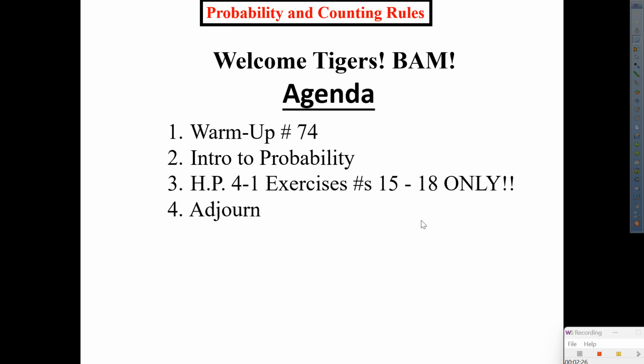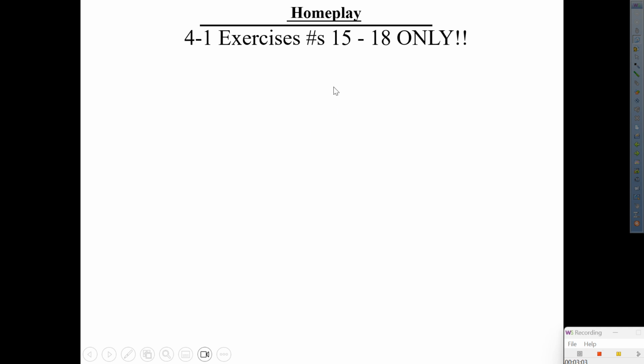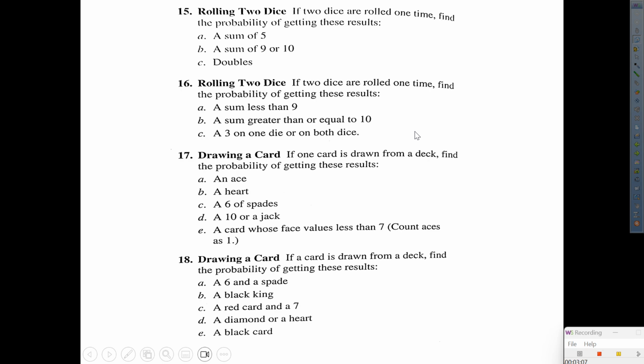All right, last night's home play was numbers 1 through 14 only. So I'm going to pick those up at the end of the day because I had some issues with Canvas, so I'm working through those. Should be open by 3:25. Okay, so at the end of the day, turn that in. Tomorrow's once again 15 through 18. Okay, y'all ready? There's the home play. It's only 4 of them, but each one of them has a lot of stuff.